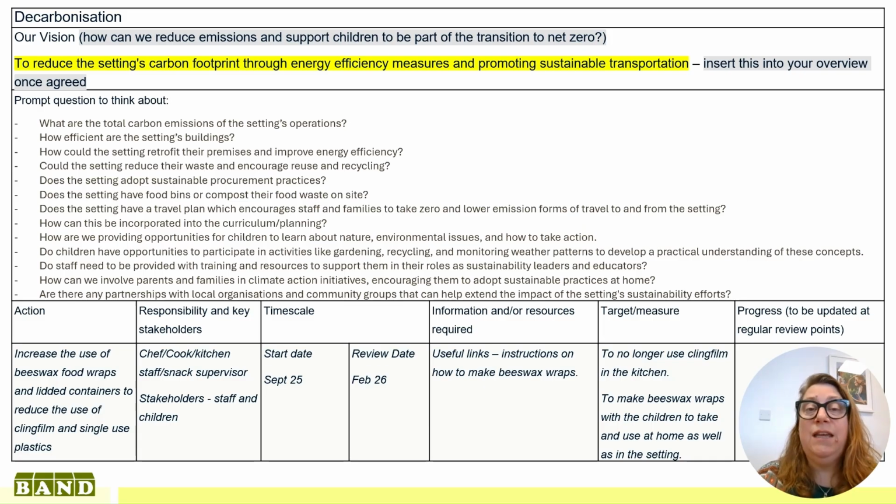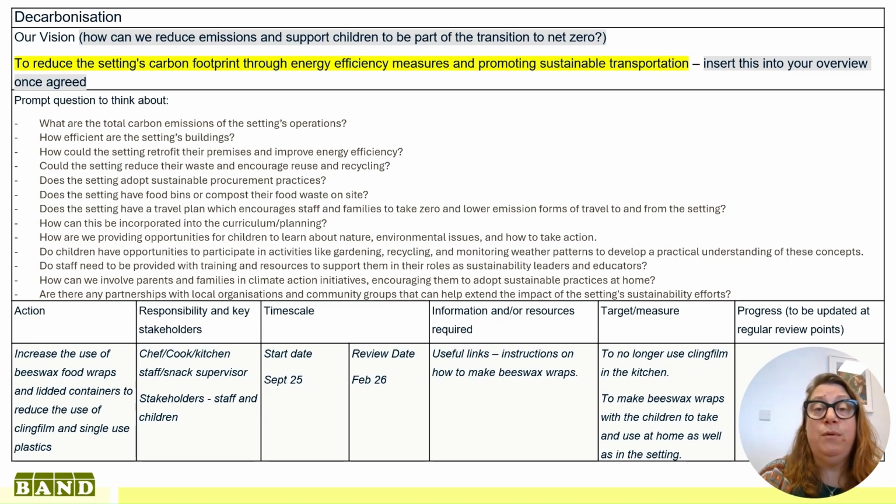And again, this is thinking about what you already have in practice, what you already are doing, and how you can move that forward. So we're not expecting you to change your practice completely overnight around decarbonisation, but thinking about what is it you would like to achieve, where would you like to be as a setting. Maybe you want to put a heat pump in rather than be reliant on gas central heating within your setting. So it might well be that you think one of your actions is to investigate how much that would cost.